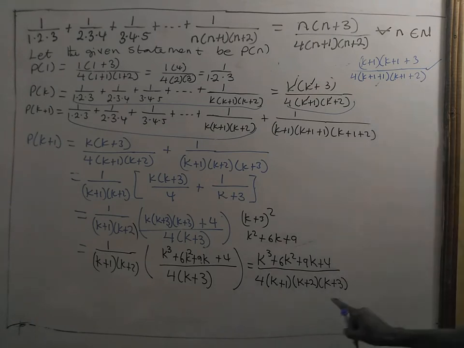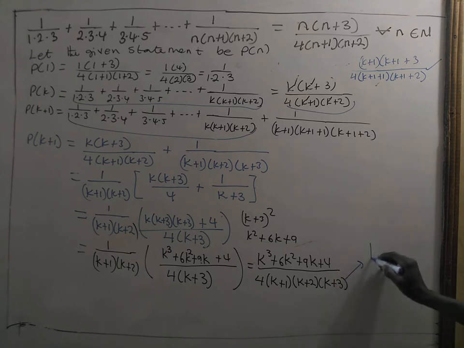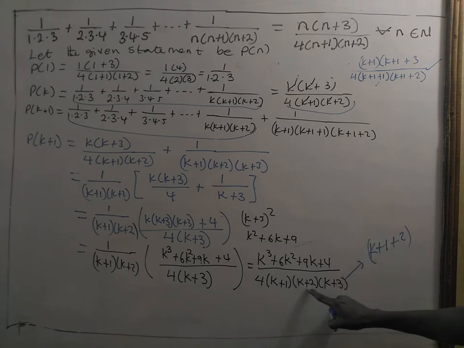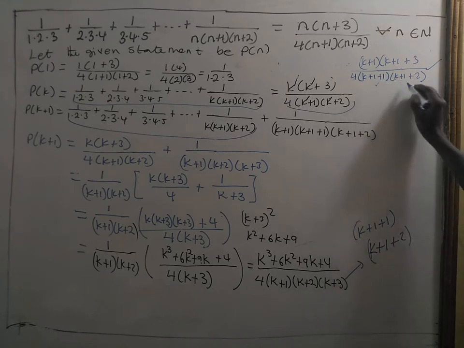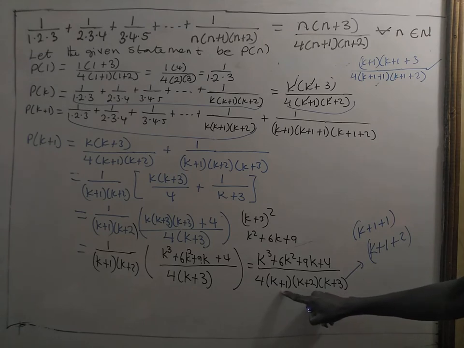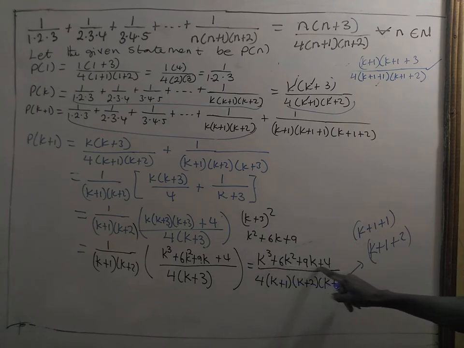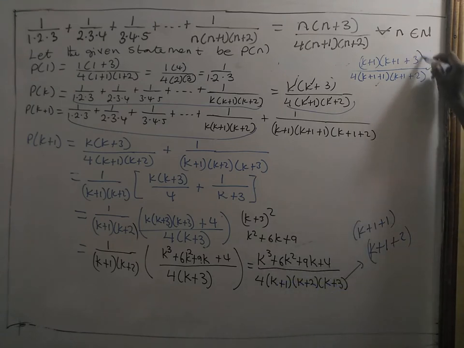Because this one can be written as k plus 1 plus 2. This one can be written as k plus 1 plus 2. And this k plus 2 can also be written as k plus 1 plus 1. So we've gotten this and that here. It means that this k plus 1, you don't need it. It should go. And you have the 4 also there. Okay. Now how do we simplify the top to get what we have here?